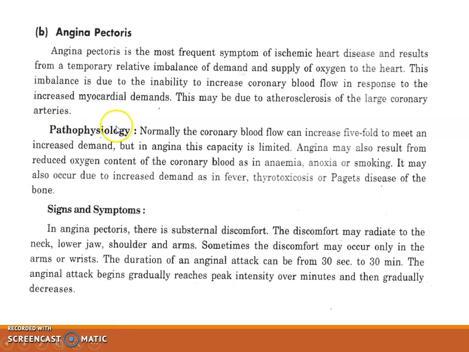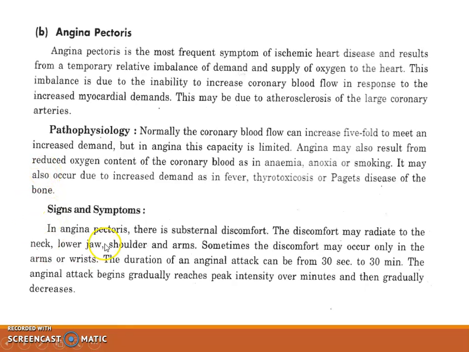Pathophysiology of angina. Normally the coronary blood flow can increase 5-fold to meet an increased demand. But in angina, this capacity is limited. Angina may also result from reduced oxygen content of coronary blood as in anemia, anoxia or smoking. It may also occur due to increased demand as in fever. Thyrotoxicosis or Paget disease of the bone may also be responsible for angina.